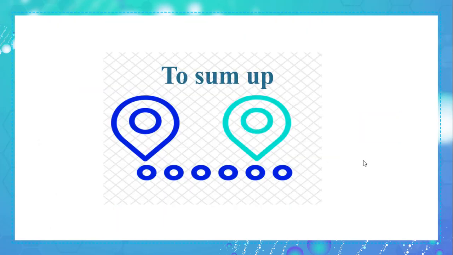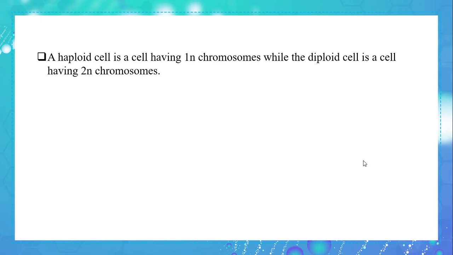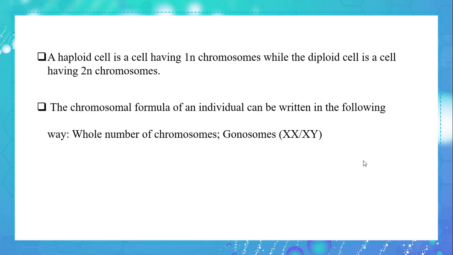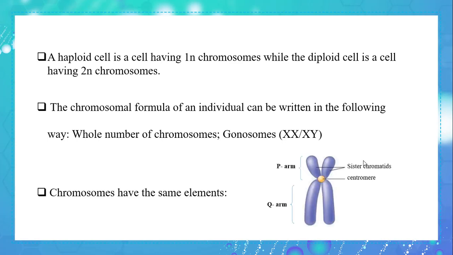To sum up, a haploid cell is a cell having 1n chromosomes, while the diploid cell is a cell having 2n chromosomes. The chromosomal formula of an individual can be written in the following way: the whole number of chromosomes, semicolon, gonosomes, whether XX or XY, and chromosomes have the same elements. 2 sister chromatids joined by a centromere, and each sister chromatid is made up of a short arm P and a long arm Q.